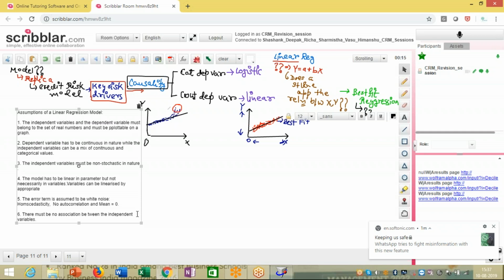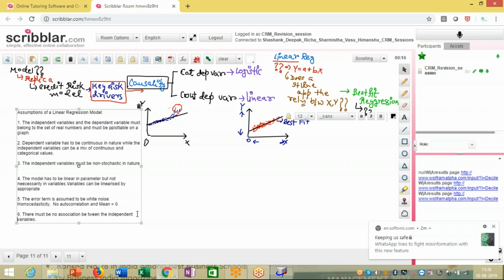Now, another important characteristic is no multicollinearity. It means that whatever variables enter the model should be independent of each other. They should be in a position to explain the dependent variable on their own, and hence we assume that there should be no multicollinearity across the independent variables. So this is the next point, and these are the assumptions of a linear regression model. Any questions up to this point?